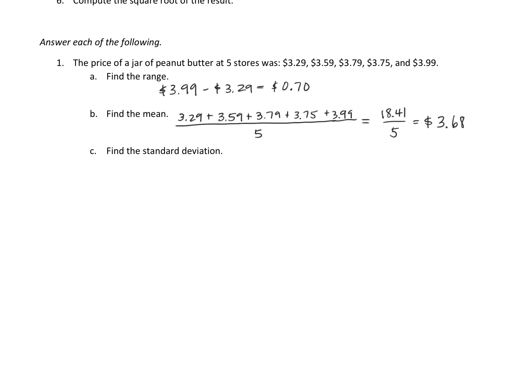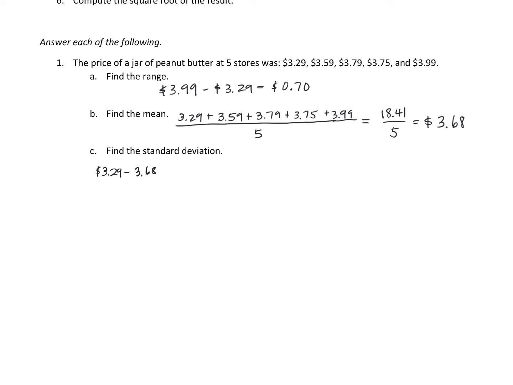Okay, so finally we want to find our standard deviation. So your first step is making sure you already have the mean, which we found in part B. Now what you want to do is find the difference between each jar of peanut butter, each data value, and the mean. So you're going to subtract the jar of peanut butter minus the mean.